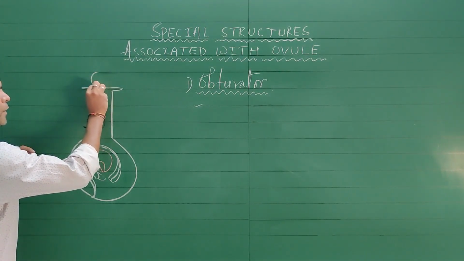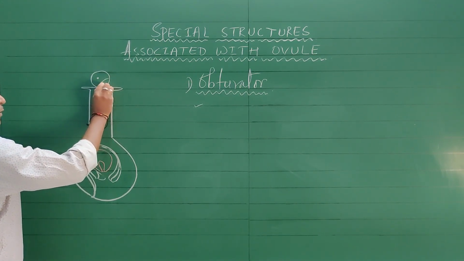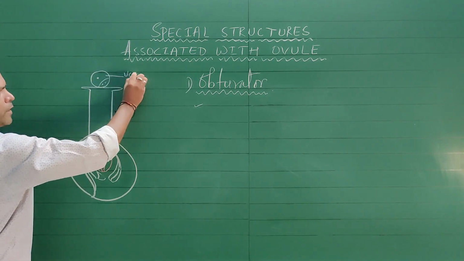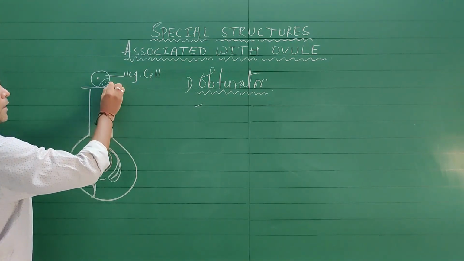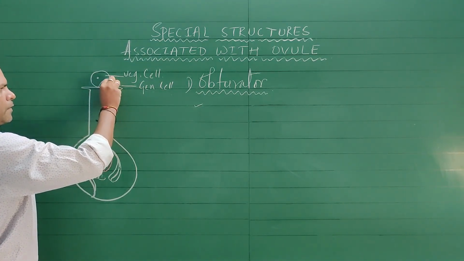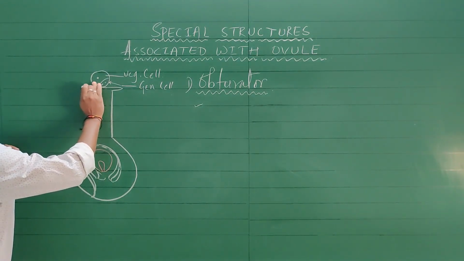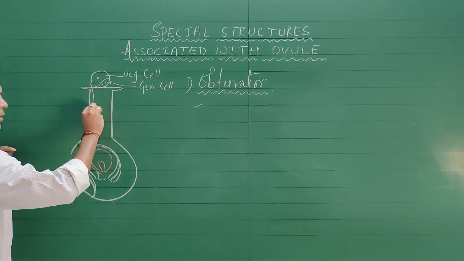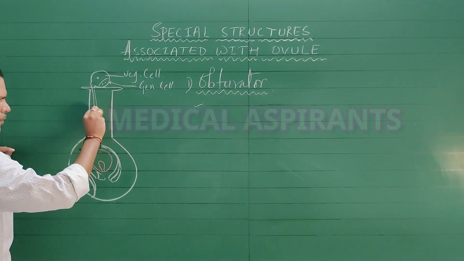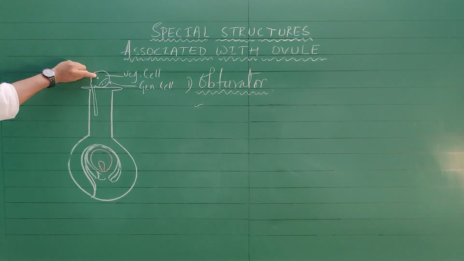When pollen grain is deposited on the stigma, the pollen grain consists of two cells. One is vegetative cell and another one is generative cell. Now this vegetative cell forms pollen tube. This pollen tube starts moving downside like this, towards the ovule.